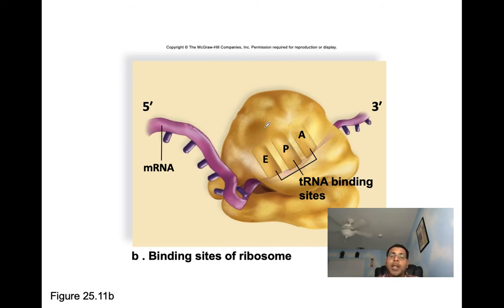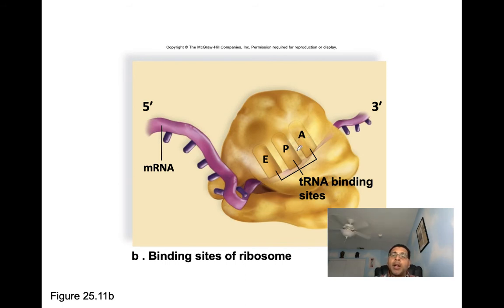So we'll see here the sites are called the E site, the P site, and the A site. The E site is for the exit site. P site we'll see is the peptidyl site. And then the A site is the aminoacyl site. Now what's going to happen here is our incoming tRNA is going to come and sit in this A site.